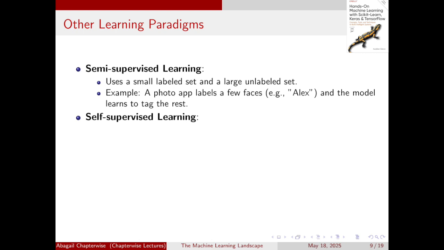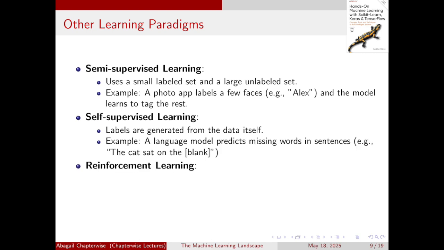Self-supervised learning takes a different approach. It generates labels from the data itself without requiring human annotation. This is common in natural language processing. Take the example of training a language model. We can feed in a sentence like "the cat sat on the" and ask the model to predict the missing word. The sentence provides both the input and the label. The masked word becomes the prediction target.